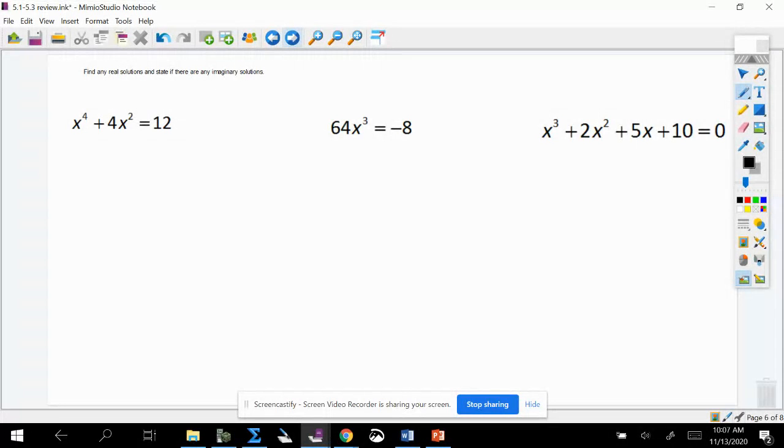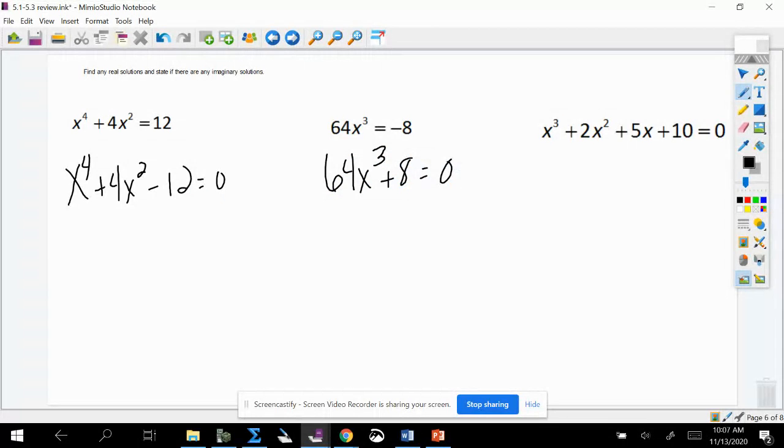Then we get into the factoring, and this was what we spent a lot of time with on the last couple days this week: getting things in standard form, factoring using all our different techniques. We now have a big list of techniques, and then writing our solutions. So we're going to get this in standard form by subtracting 12. This one I'm going to get in standard form by adding 8. And that one's already in standard form, so that one's good.